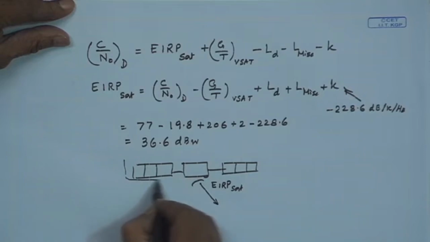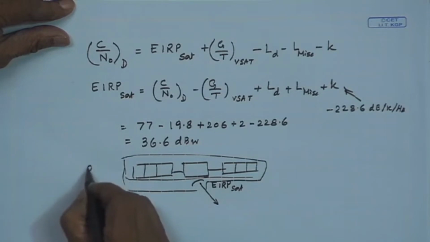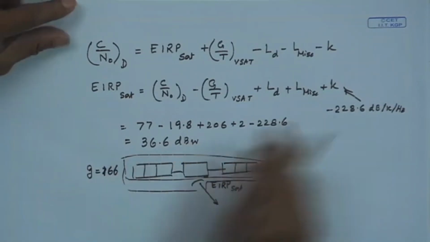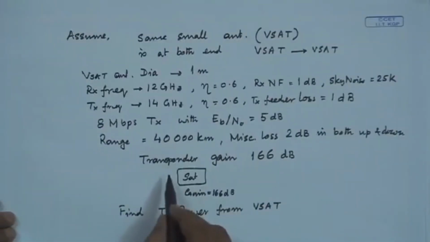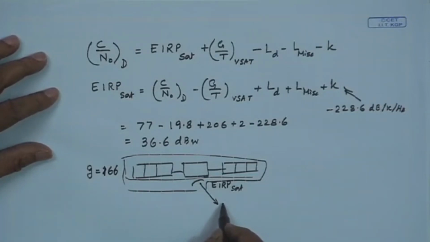As we have said, the whole satellite including the antenna has a gain given, 166 dB if I recollect. Transponder gain is 166 dB, satellite gain is 166 dB. So that block is 166. EIRP minus the gain is the input power at the satellite. If I add the uplink losses, then we get the EIRP here, that is the EIRP of the VSAT.